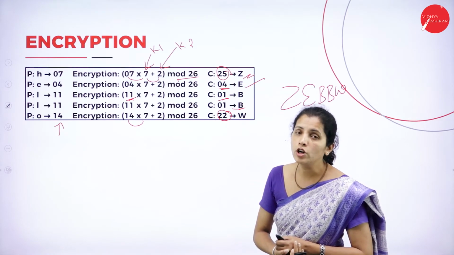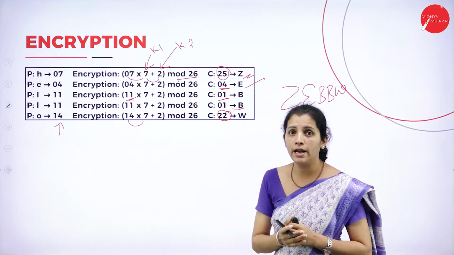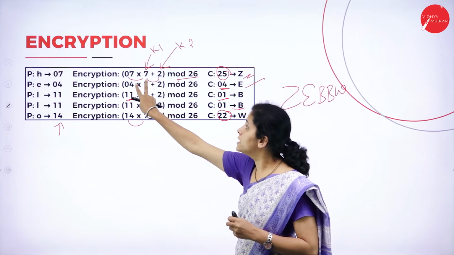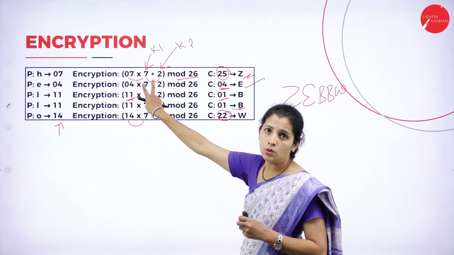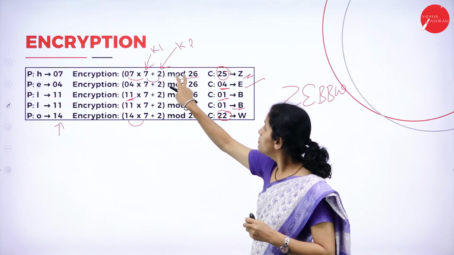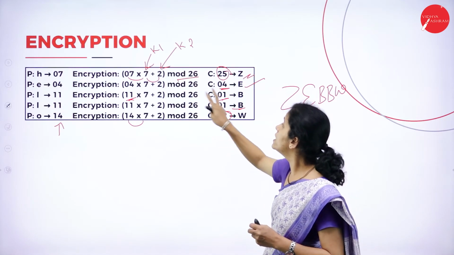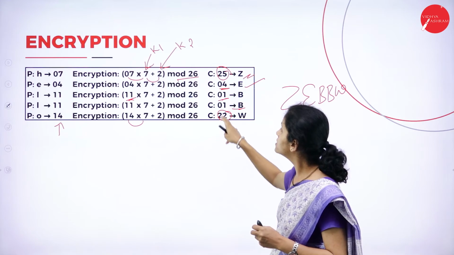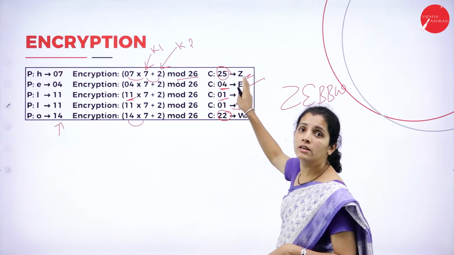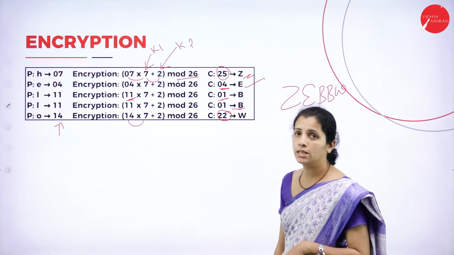So dear student, you have to calculate manually. That means you cannot use a calculator. Instead, practice by yourself. First, multiply the first two values. After that, add 2 to it. Then perform the modulo operation and consider only the remainder. Then substitute the particular character for that value. This is all about encryption.